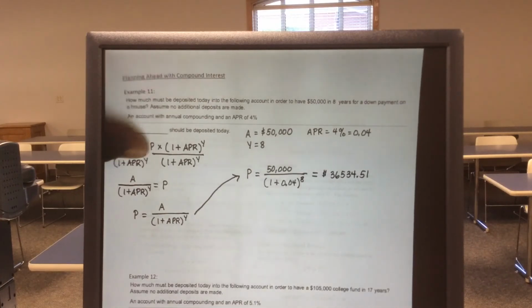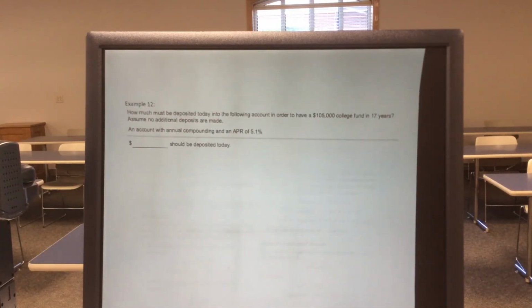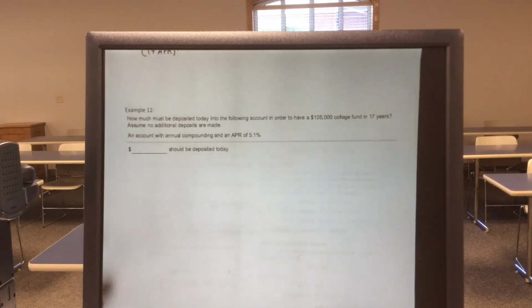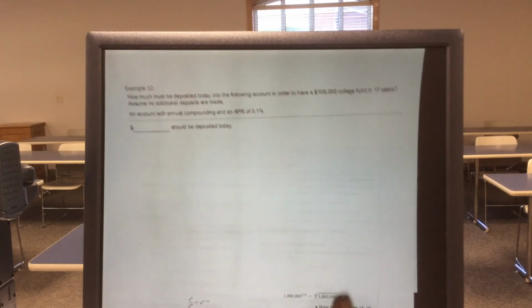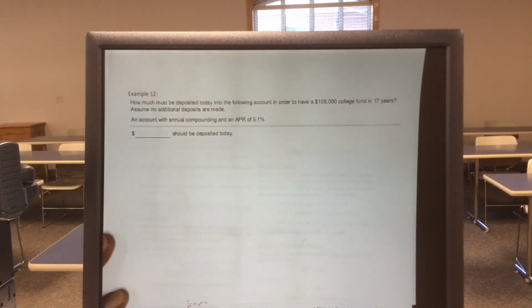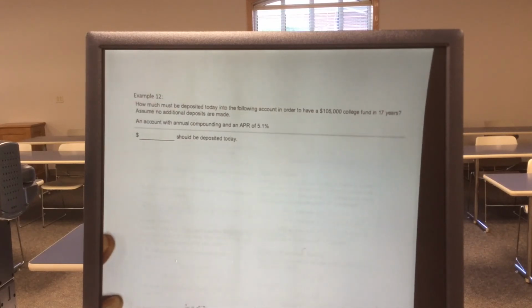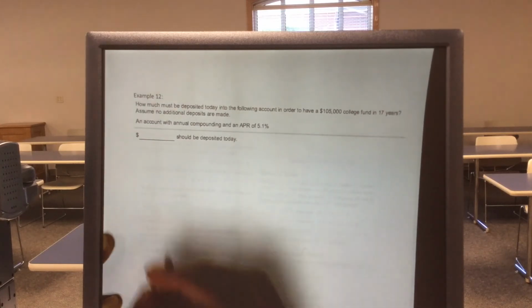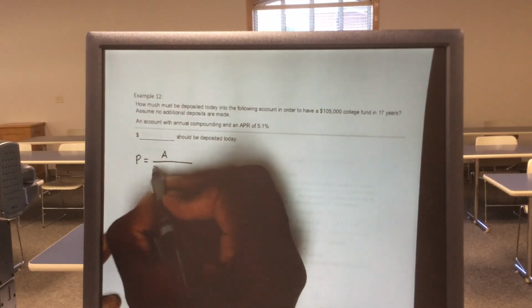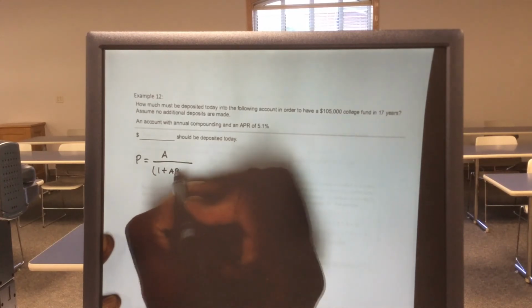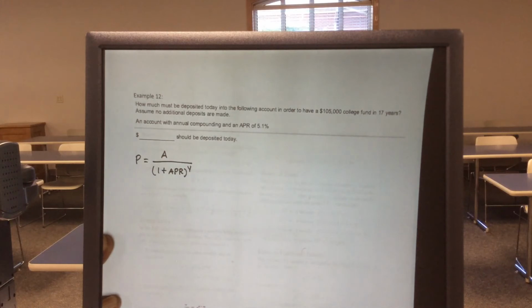Okay. And finally, example 12. How much must be deposited today in the following account in order to have $105,000 for a college fund in 17 years? And we're going to assume no additional deposits will be made. And the annual compounding again, with an APR of 5.1%. Now, if you recall, I'm going to go ahead and rewrite that formula that I used. P is equal to A divided by the quantity 1 plus APR raised to the Y.